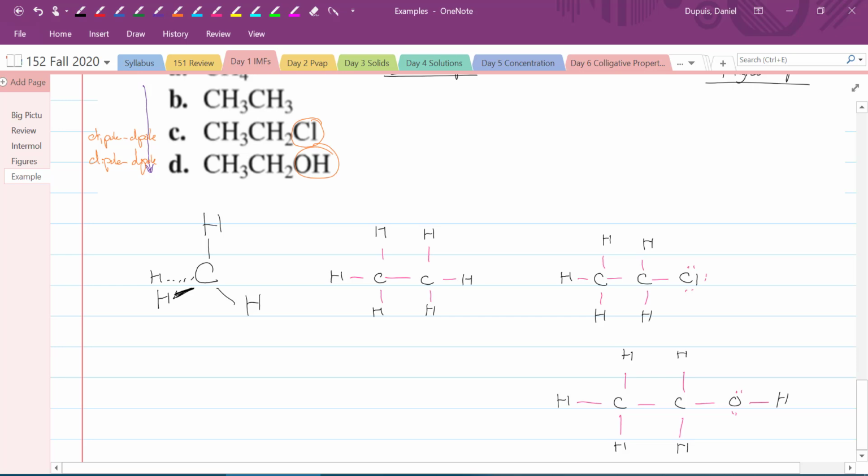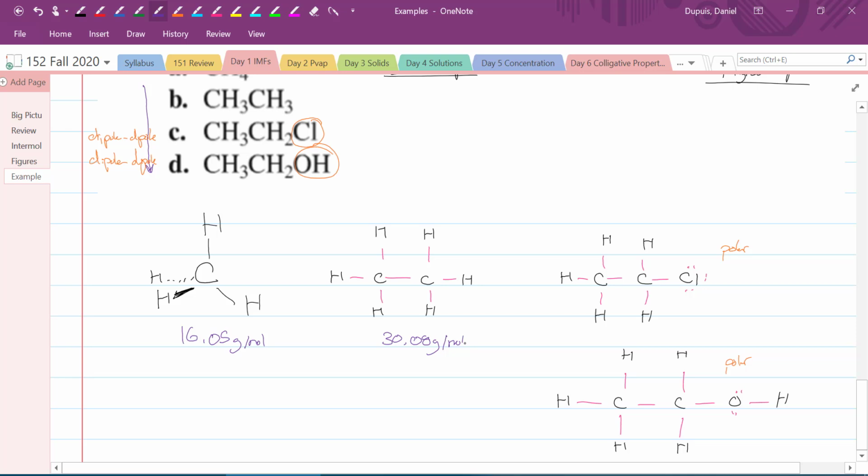Polar and polar, right? We got polar and polar here. So polar, polar. They're also bigger, right? So I have 16.05 grams per mole. I have 12 and 12 is 24, 25, 26, 27, 28, 29, 30.08 grams per mole.